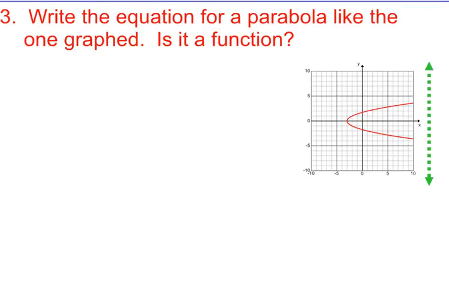So like the one graphed, it doesn't have to be the exact one graphed. Is it a function? So this one, the vertex looks like it's at -3, 0. So I want you to use that as your h and k. I think we know enough to say that, look, it's going up 1, right 1, up 3, right 1. So we know the a is 1. So I want you to go ahead and write the equation.